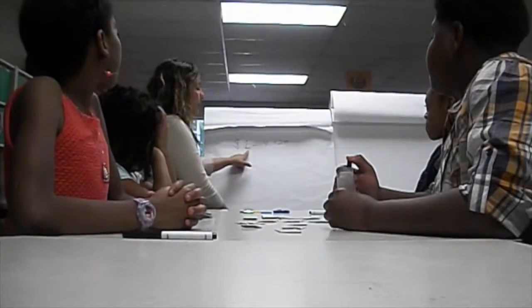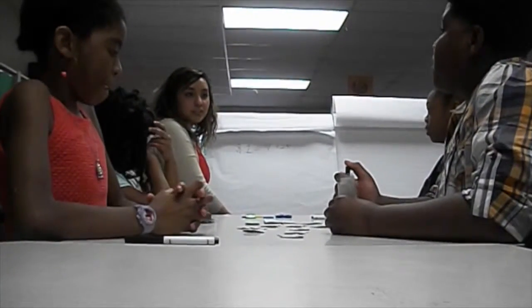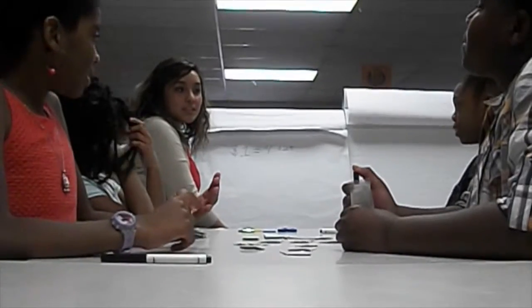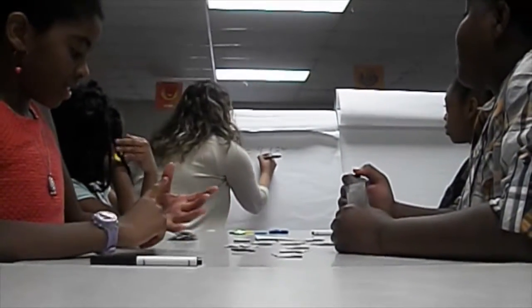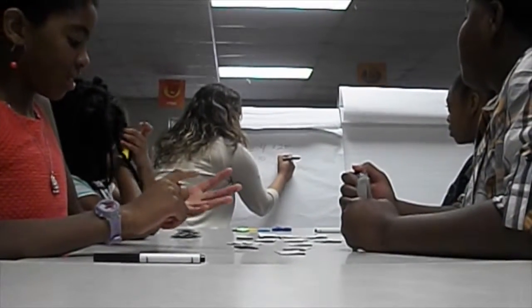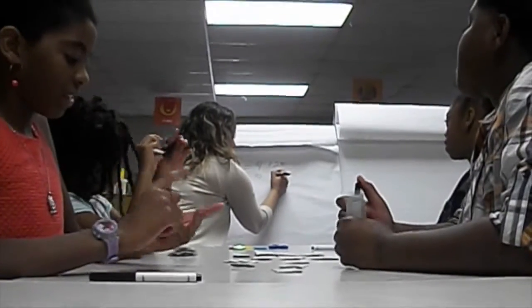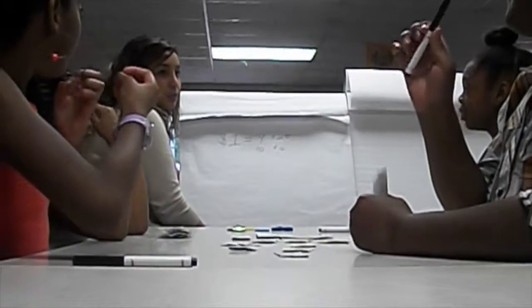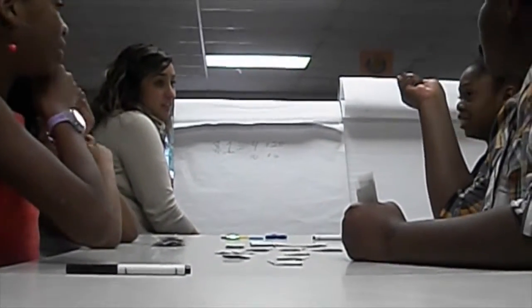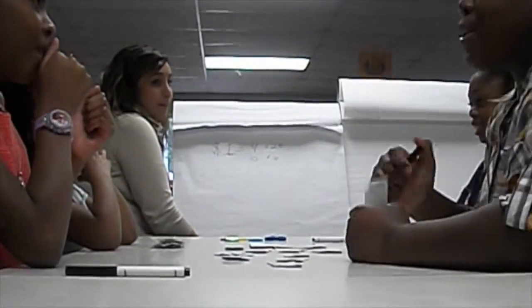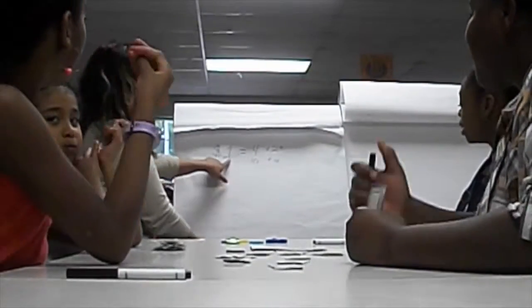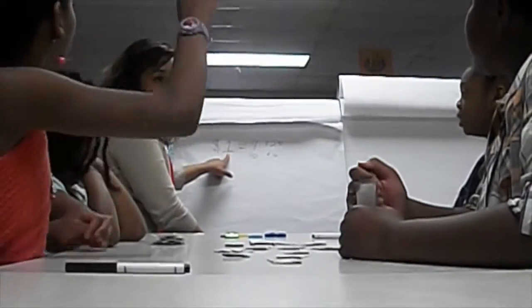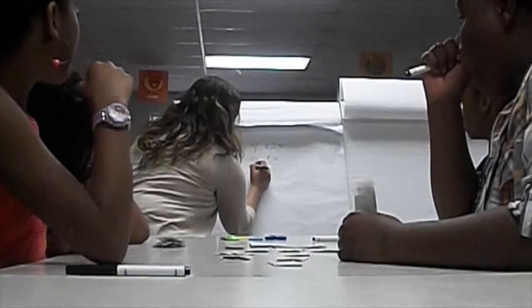Okay, how else could we make $1? 10 dimes. Good. So we would put 10. And how much is a dime each? 10 cents. Is there another way? 25 pennies? To equal 25. But we're trying to get to $1 right now. So we would need 100 pennies.